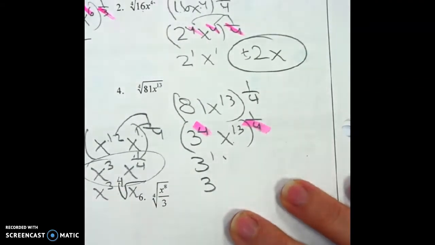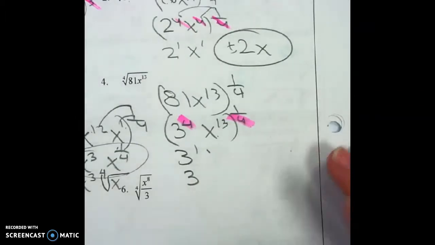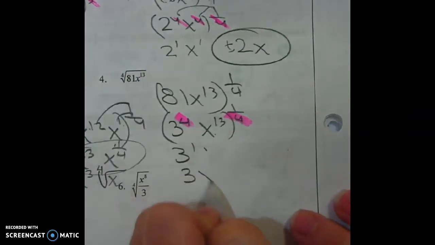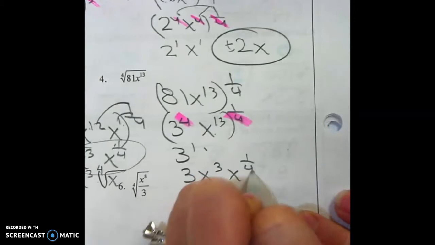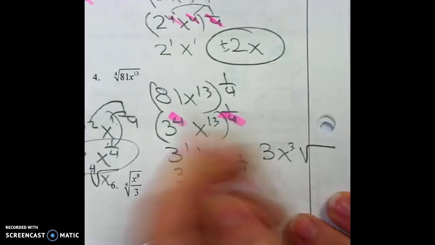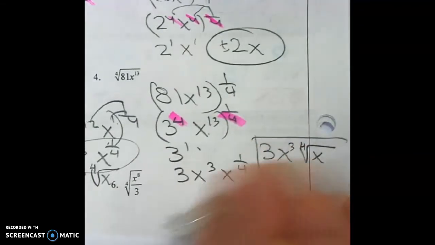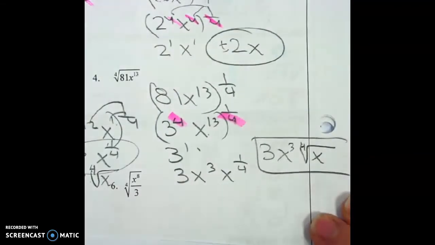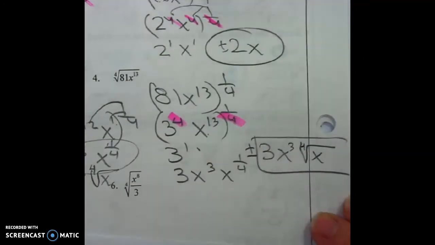I don't care. Okay? If you are going to do this problem, so let me, sorry, the answer is 3x cubed, x to the 1/4. Or I will accept 3x cubed, 4th root of x. I'll accept either one. Okay, oh, plus or minus, okay?